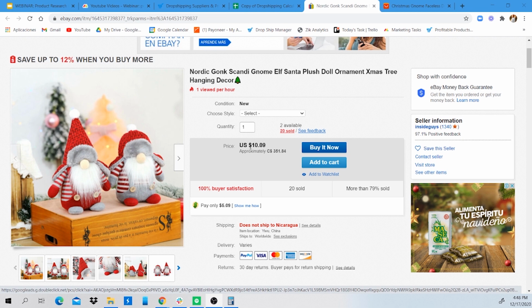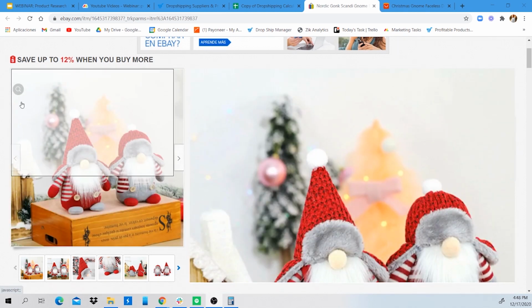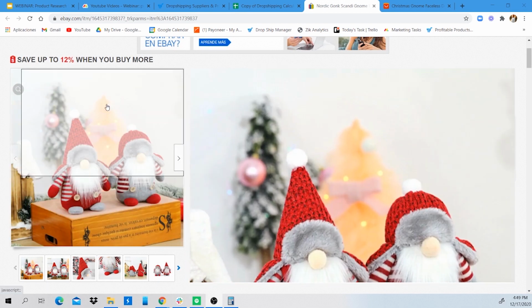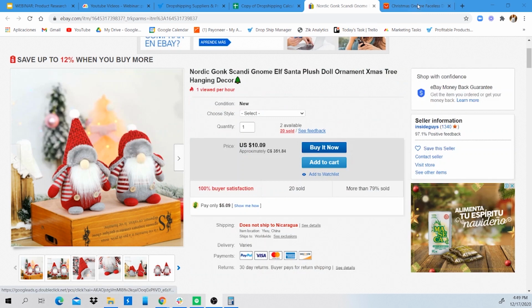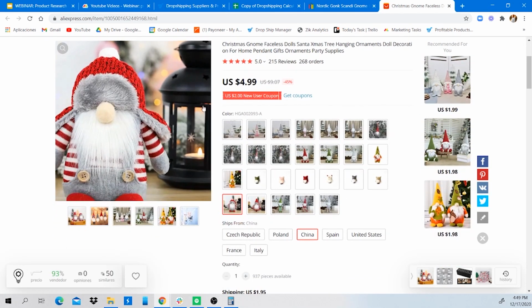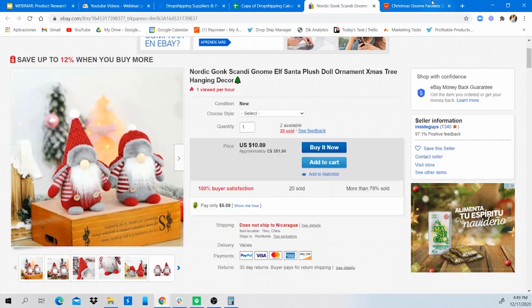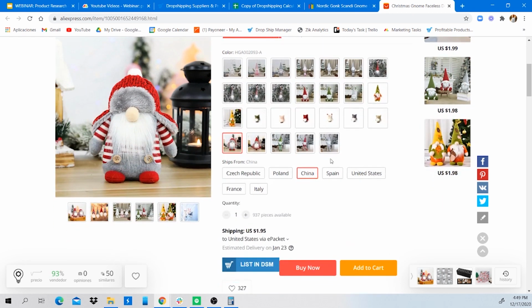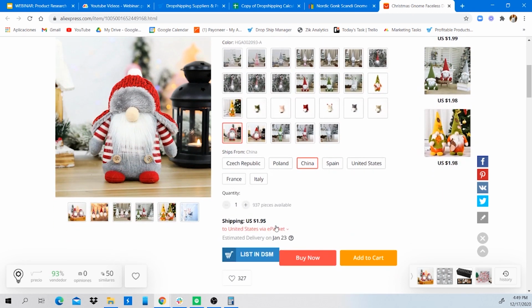So we have the final price here, and if we use AliTools, we can analyze the picture and find different suppliers that offer the same product or something similar on AliExpress under a cheaper cost. The one that I chose is this one right here. Now, you can see here that this is the same product as this one, and we have the same variation. So we have the final price, $4.99, and we add up the $1.95 shipping price if we use ePacket.